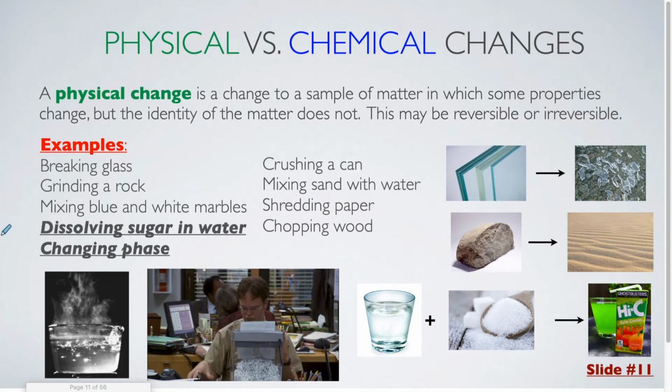As I go from ice to water to steam and then transition all the way back again, throughout that entire process, the substance is still H2O. So that is also an example of a physical change. I could take a can and crush it to make it a lot smaller. I could mix sand with water, shred paper, or chop a piece of wood. And all of these would be examples of where the substance didn't really change on a molecular level.